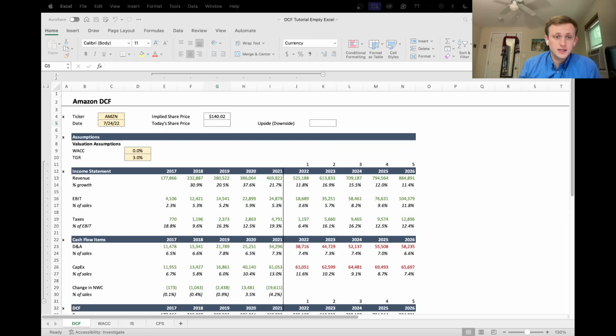Now, this data is from July of 2022, so it's not made to assess Amazon's stock price today, right? Nor is this investing advice, right? This is just a proof of concept, showing you what it's like to be in the trenches of making a DCF financial model.